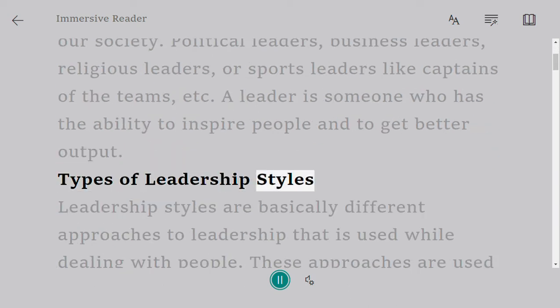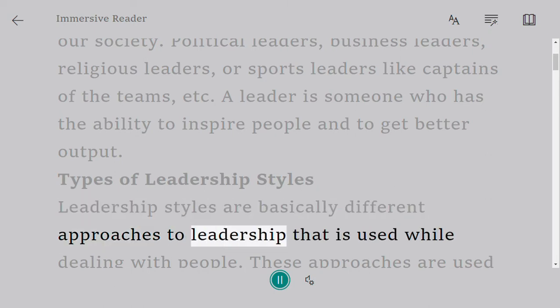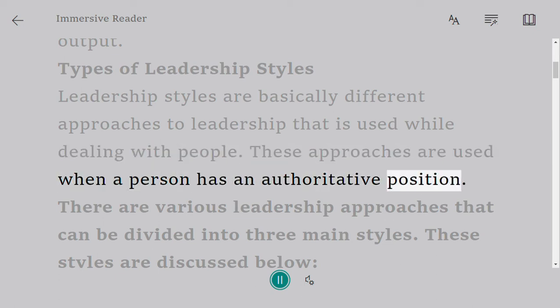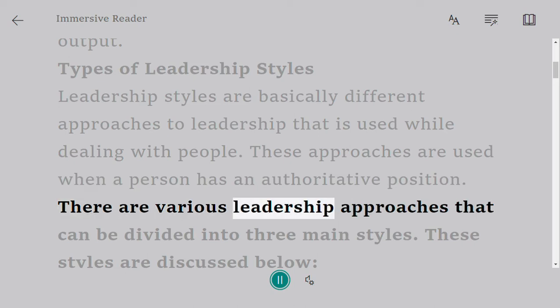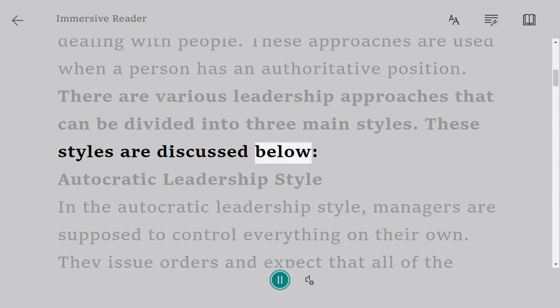Types of leadership styles. Leadership styles are basically different approaches to leadership that are used while dealing with people. These approaches are used when a person has an authoritative position. There are various leadership approaches that can be divided into three main styles. These styles are discussed below.